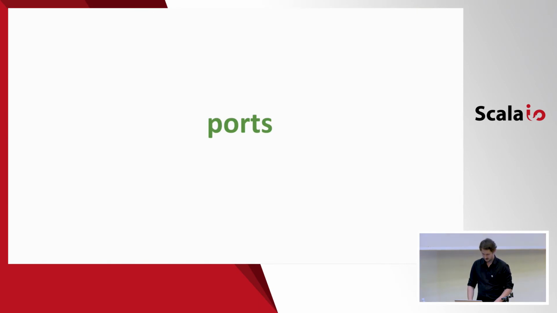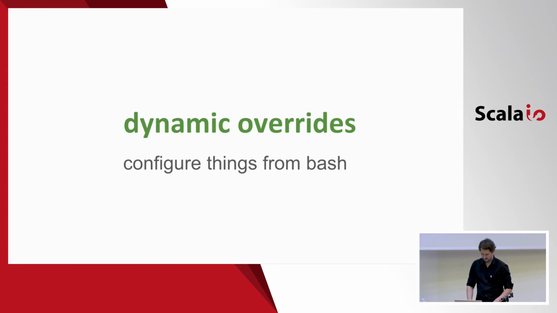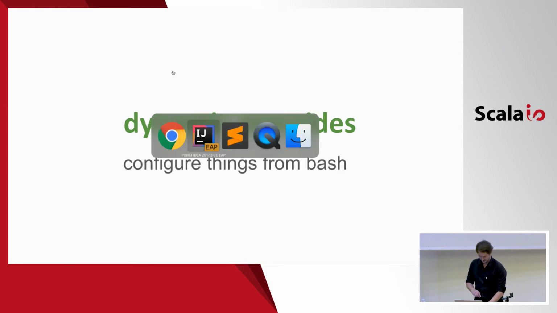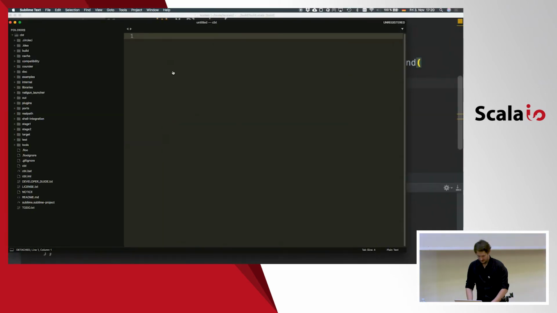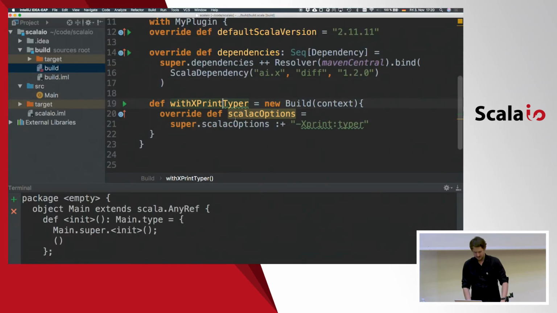Yeah, and one last feature. This is a fun one, actually. In here, we added this method xprint typer because we wanted to see the typer information. But there are lots of compiler flags and lots of things you just want to do as one-offs. You don't really want to add a method for that to your build. Xprint typer seems to be one of them.